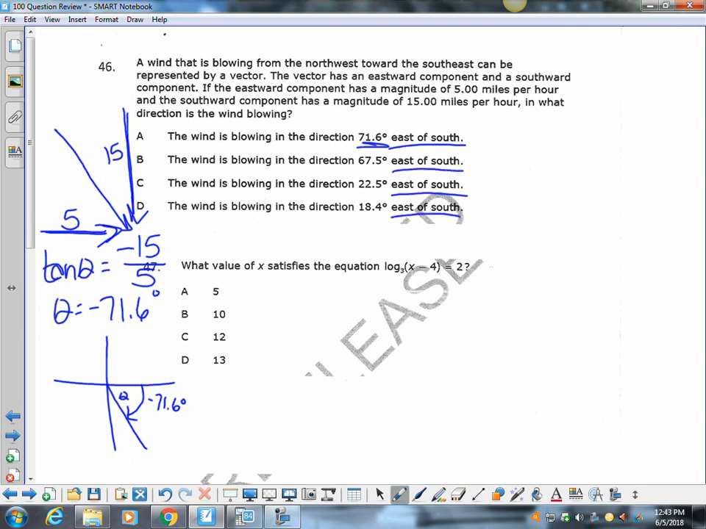Okay, so let's think about it. Here's south. East of south is that angle right there. So all I have to do is subtract that from 90 degrees. And I know that that angle is 18.4.